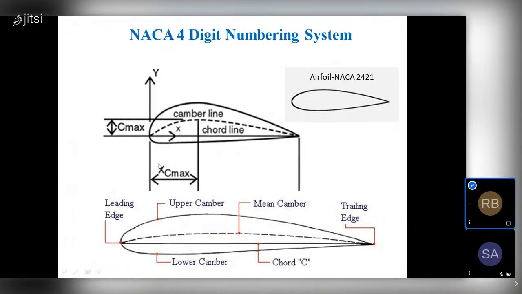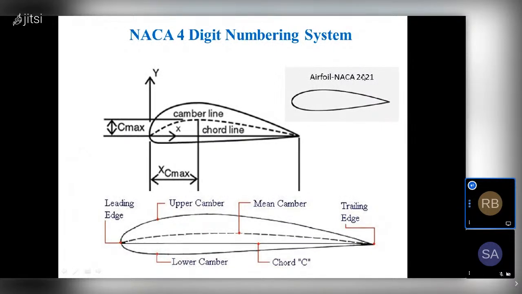Okay, percentage of camber, in the sense of this C max, how much camber you have for this particular airfoil, that is 2% of camber in percentage of chord. And the next digit we have, 4, that is the location of the camber from the leading edge. Okay, 4 in the sense of 40% from the leading edge.